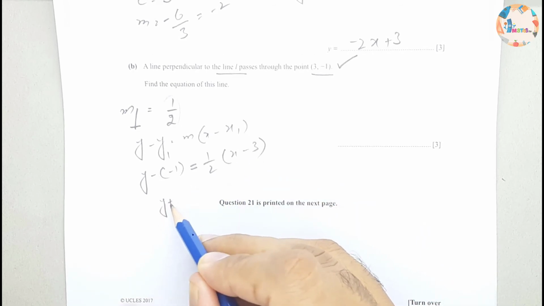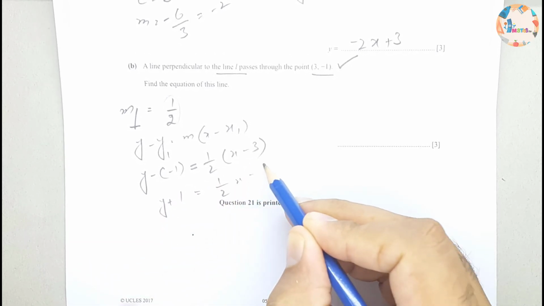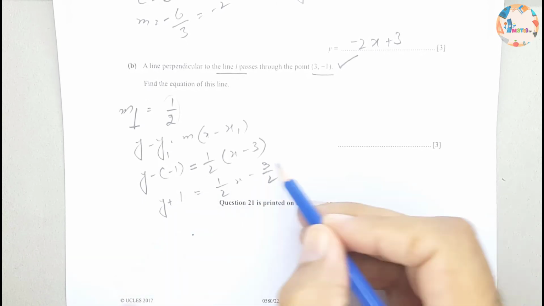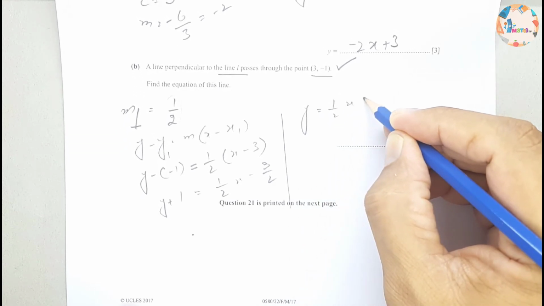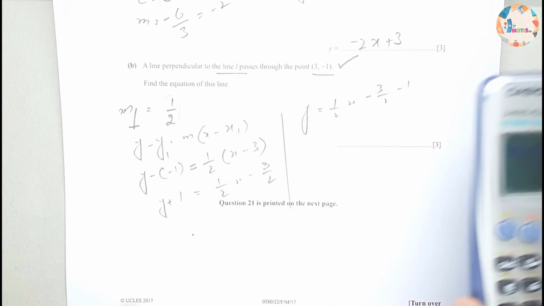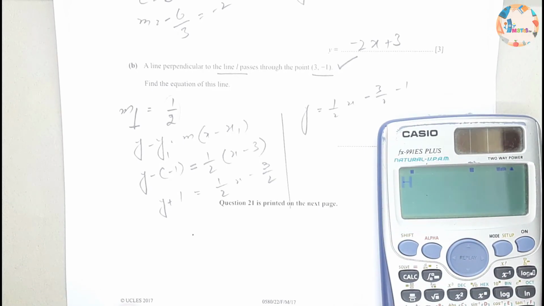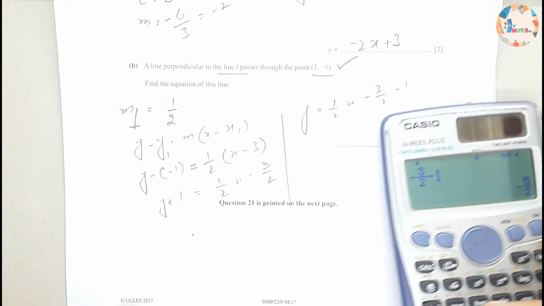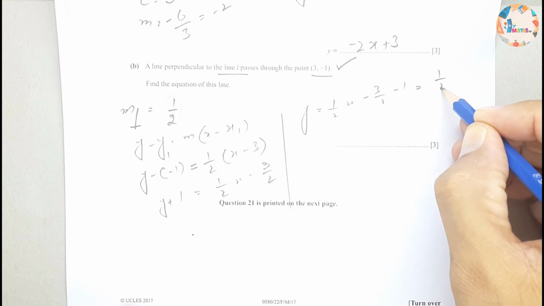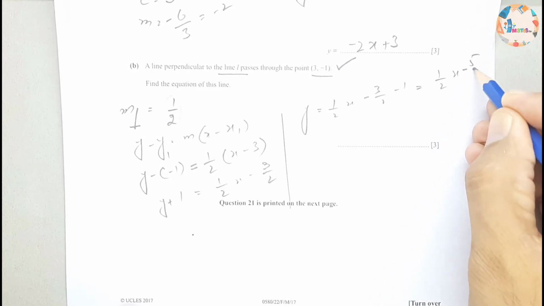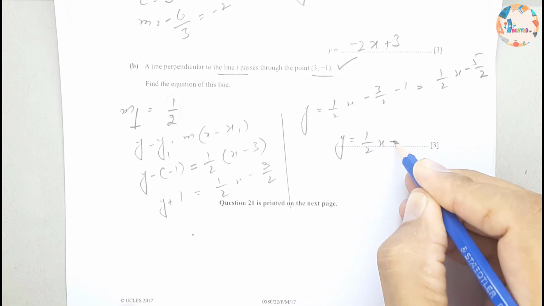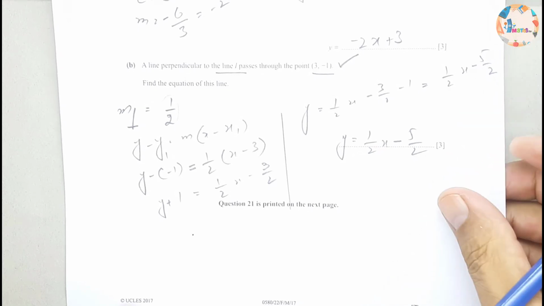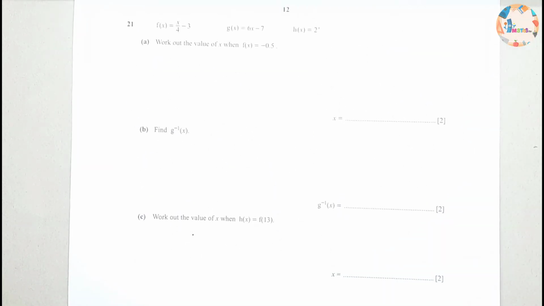So we can multiply this. This will be y plus 1 is equal to 1 by 2x minus 3 by 2, and 1 we can shift to other side. So y will be equal to 1 by 2x minus 3 by 2 minus 1. So minus 3 over 2 minus 1 will be equal to minus 5 by 2. So we can write 1 by 2x minus 5 by 2. So our final equation will be 1 by 2x minus 5 by 2, and this will be our final answer. Now question number 21.